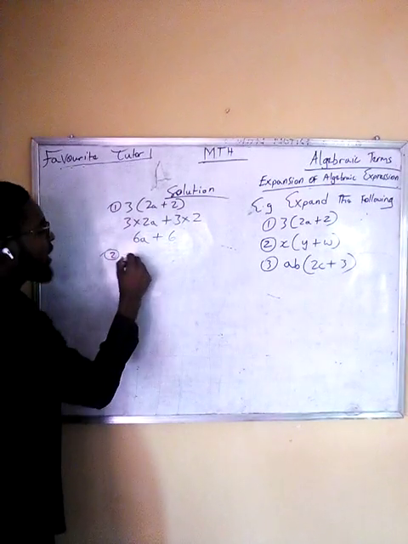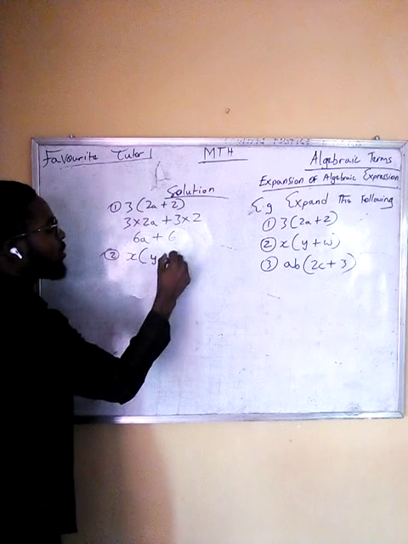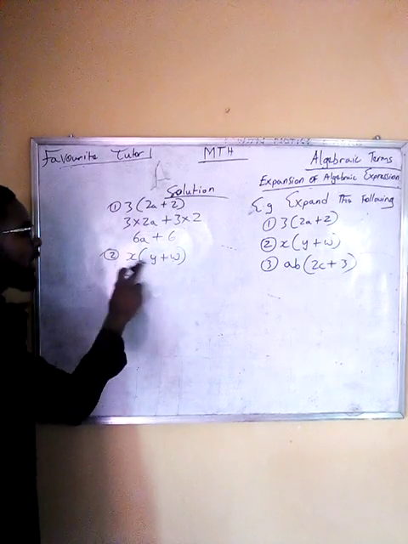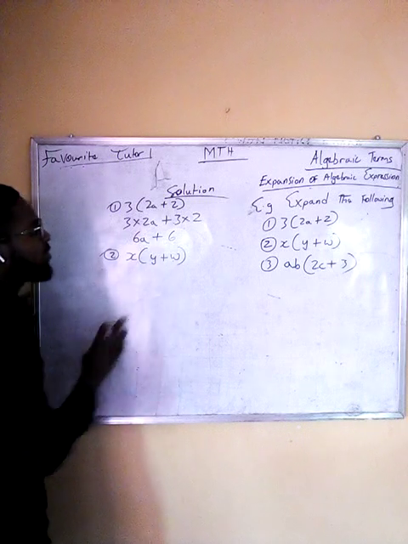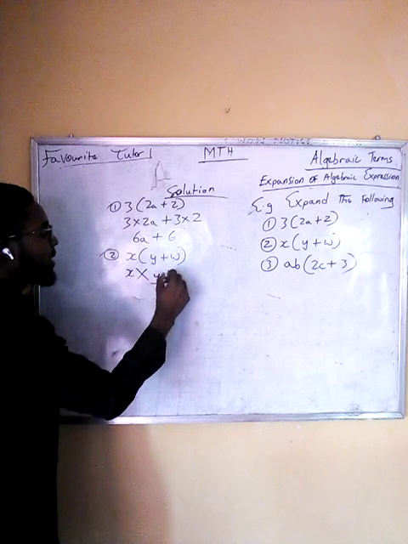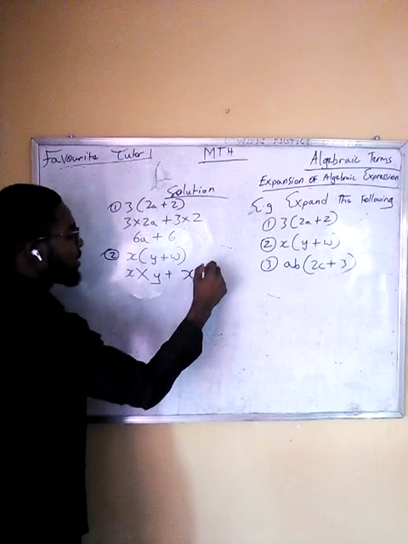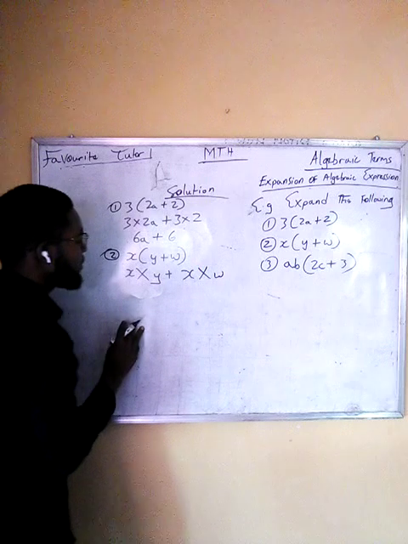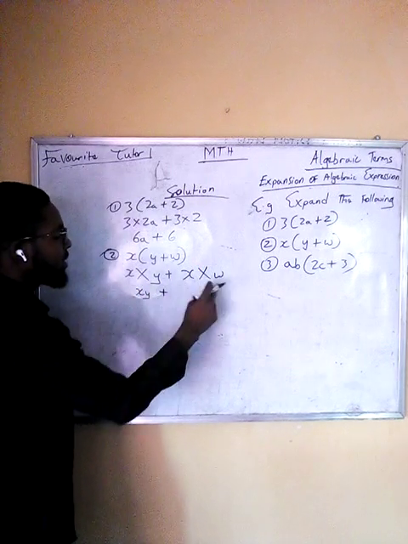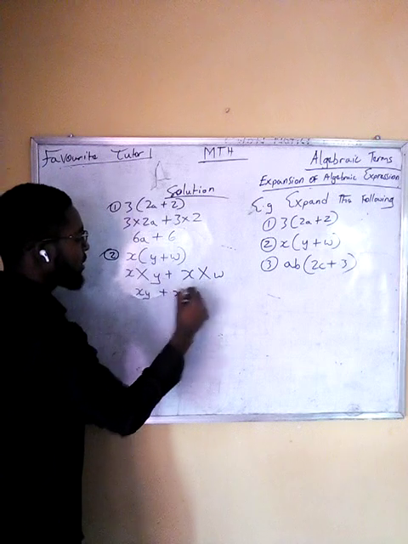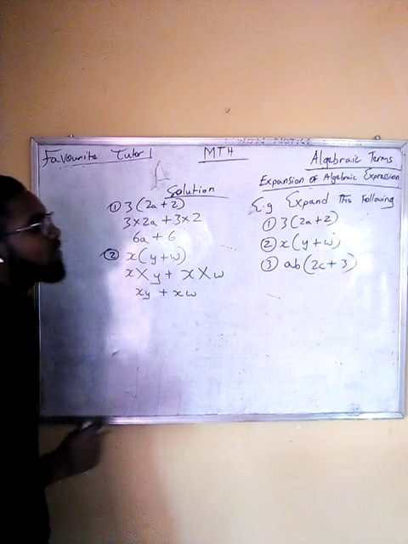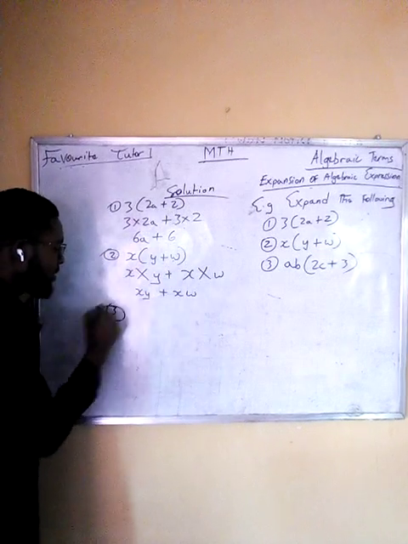All right, number 2. Number 2 is what? x bracket y plus what? w. So we use x to multiply y. We also use x to multiply what? w. So therefore it's going to be what? x times y plus x times w. x times y is what? xy plus x times w is what? xw. So this is our answer to that expression.